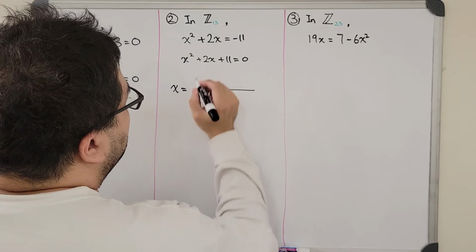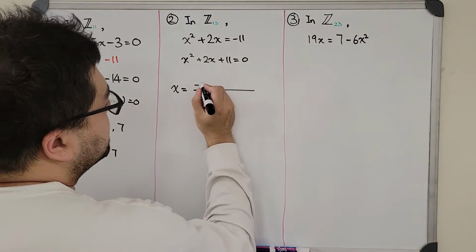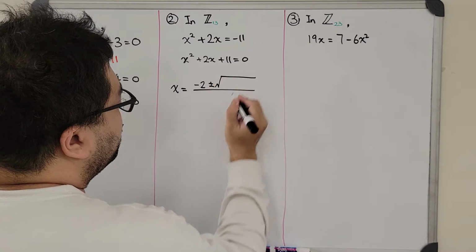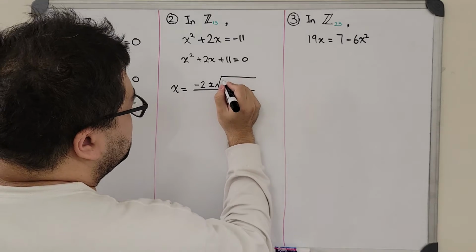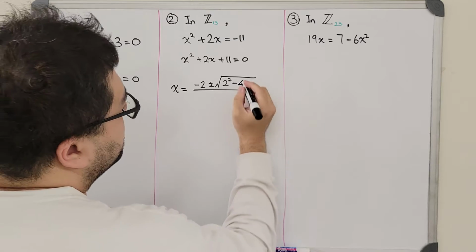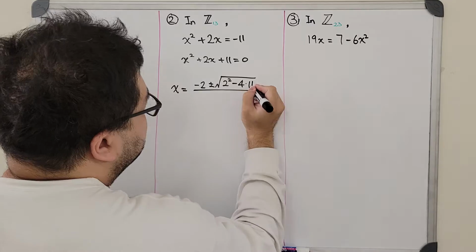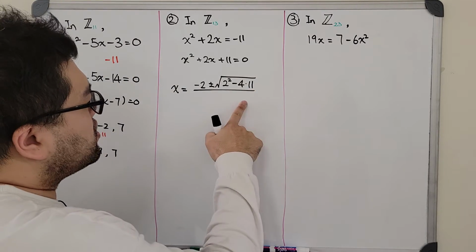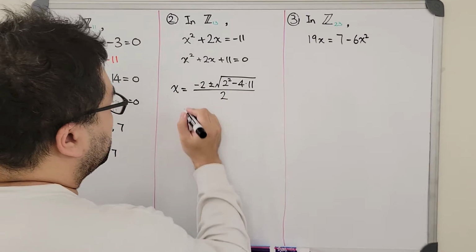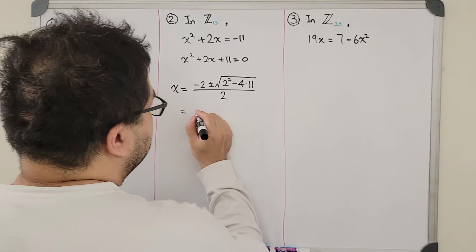First, let's do it. By the quadratic formula, we will have x equals -b, where b is 2 in this case, plus or minus the square root of b squared, which is 2 squared here, minus 4a, which is 1, because the leading coefficient is just 1, times c, which is 11. Good. And then all divided by 2a, where a is just 2. So now we can actually try to simplify it. Let's see what we will get.